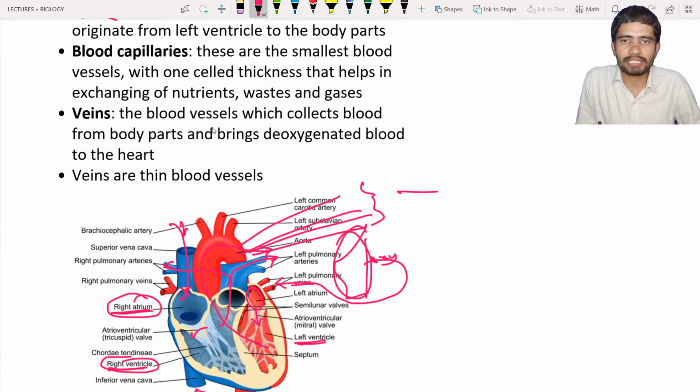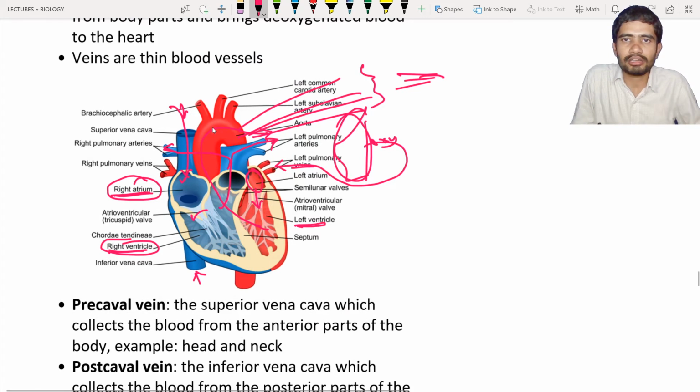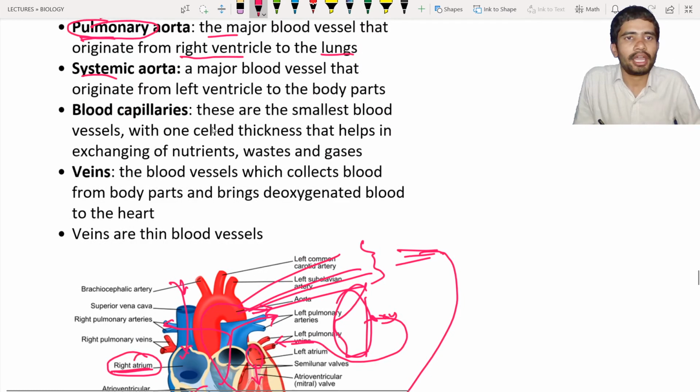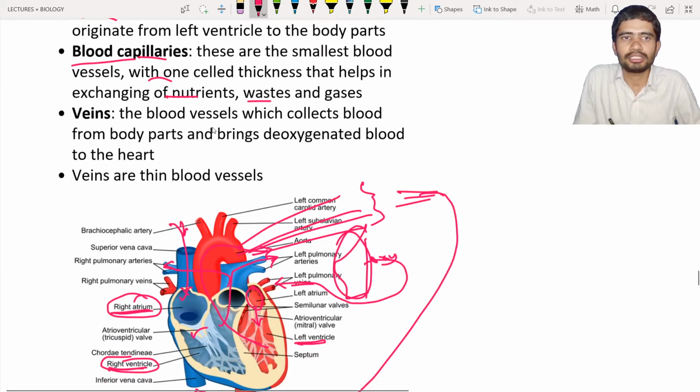Again, these arteries will turn into veins, and these veins will carry deoxygenated blood to the heart, into the inferior vena cava and also the superior vena cava. Next is the blood capillaries. The blood capillaries are tiny hair-like structures. They are the smallest blood vessels, one cell in thickness, that help in the exchange of nutrients, waste and gases.